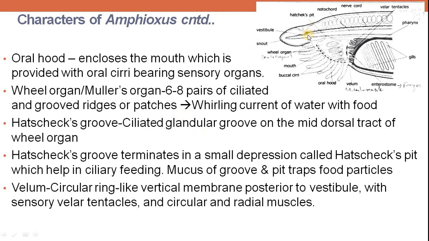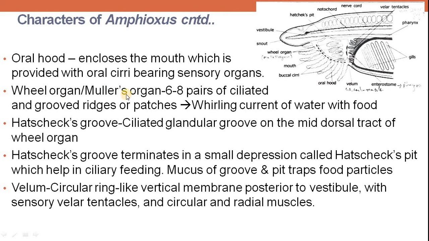Characters continues. This portion is said to be the oral hood, which means this is the first portion of the mouth. The oral hood encloses the mouth, which is provided with oral cirri. These tentacle-like structures are called oral cirri or buccal cirri. They have sensory organs throughout their surface.